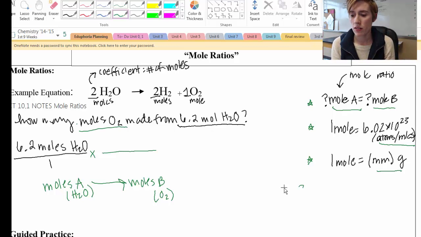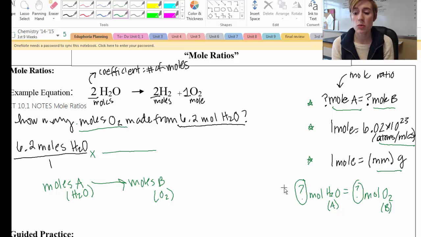So my conversion factor I'm looking for is moles of water. How many moles of water will equal how many moles of oxygen? Do you see how water was my A, and I just put it in there, and then oxygen was my B, and I just put it in there as well. What I need to find is how many moles of oxygen and how many moles of water will equal each other. Well, I know that from my balanced equation.